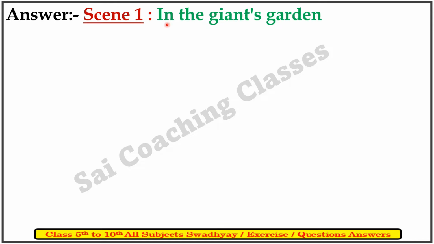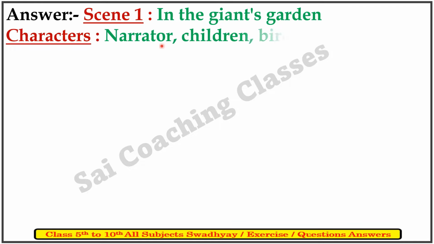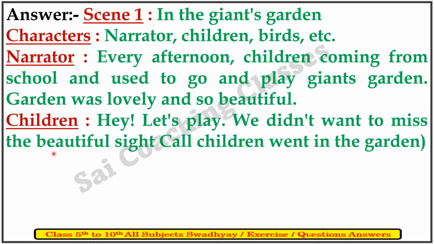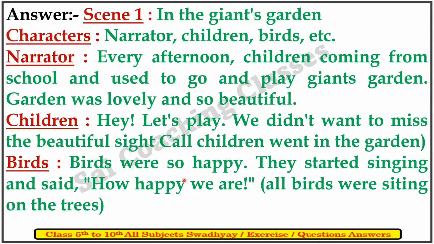Answer: Scene 1, in the giant's garden. Characters: narrator, children, birds, etc. Narrator: Every afternoon children coming from school used to go and play in the giant's garden. The garden was lovely and so beautiful. Children: Hey, let's play. We didn't want to miss the beautiful sight. The children went in the garden. Birds: Birds were so happy. They started singing and said, how happy we are. All birds were sitting on the trees.